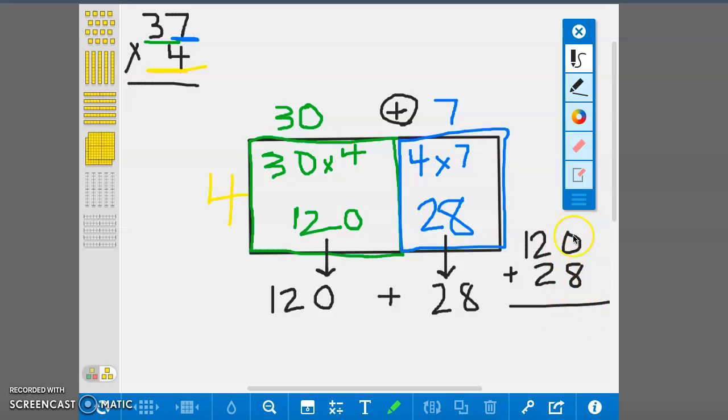So here we have 0 plus 8, and the ones is 8. 2 plus 2 in the tens is 4. And in the hundreds, we only have 1, so we're going to bring that down to equal 148. So our answer is 148.